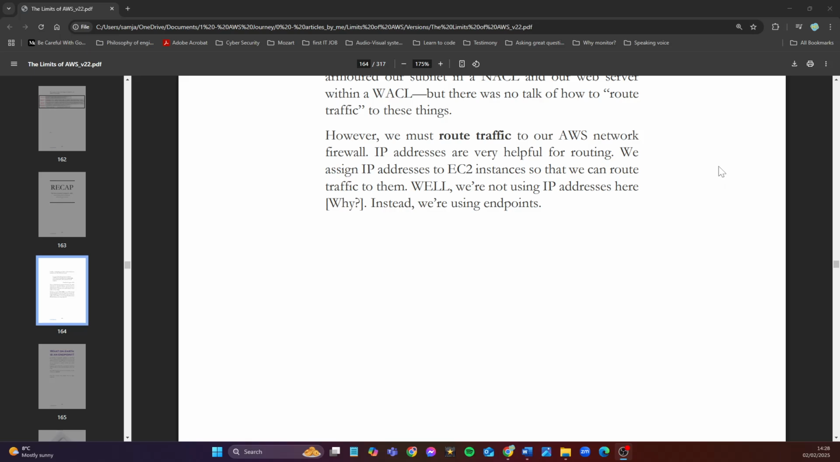IP addresses are very helpful for routing. We assign IP addresses to EC2 instances so that we can route traffic to them. Well, we're not using IP addresses here. Question for later, why? Instead, we're using endpoints.